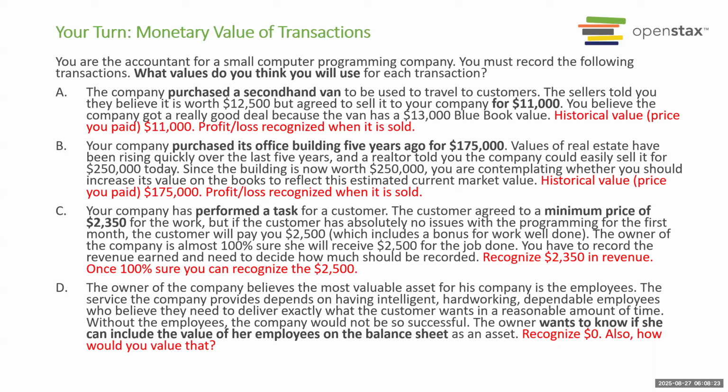We would recognize the $2,350 in revenue for C. We would not recognize the $2,500 until we're 100% sure that we're getting $2,500. Not almost 100% sure. And then for employees, we'd recognize nothing. How would you value that? How important are your employees? And imagine having to adjust that value if key employees left.